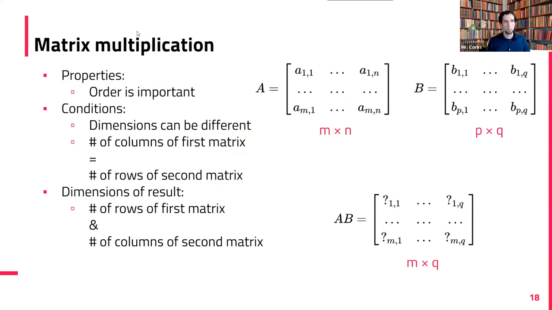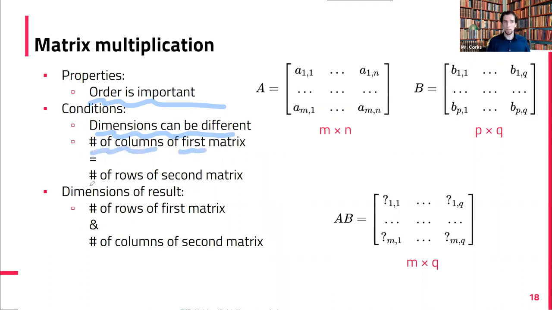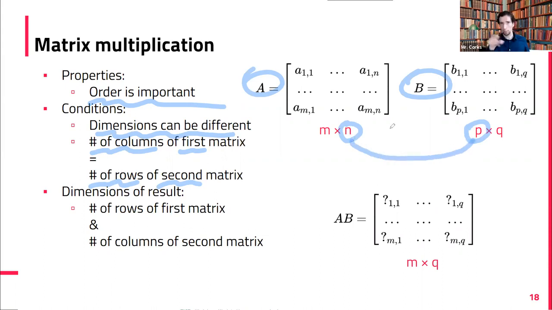So I had that summarized here. Order is very important. The conditions: matrices can be different dimensions, but the number of columns of the first matrix must equal the number of rows in the second matrix. So if we have these matrices A, B here, columns of the first one is n, rows of the second one, B, is P here. If these two numbers are the same, if we can connect them and there's some little smiley face there, then yes, it will work and the operation is possible.